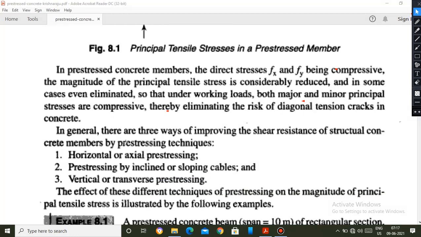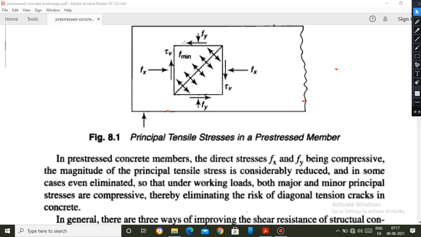In general, there are three ways of improving the shearing resistance of a structural concrete member by pre-stressing techniques. If you observe in this pre-stressed concrete member, if you drag this pre-stressing force along the x direction while applying the load, we can resist cracks in this member by a few more conditions.